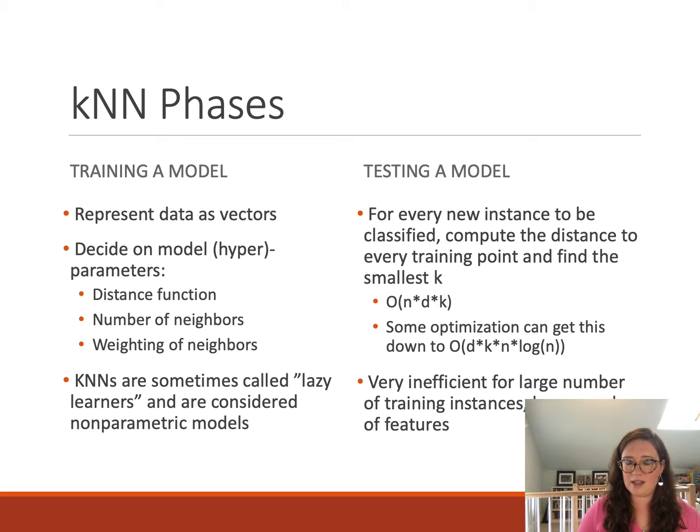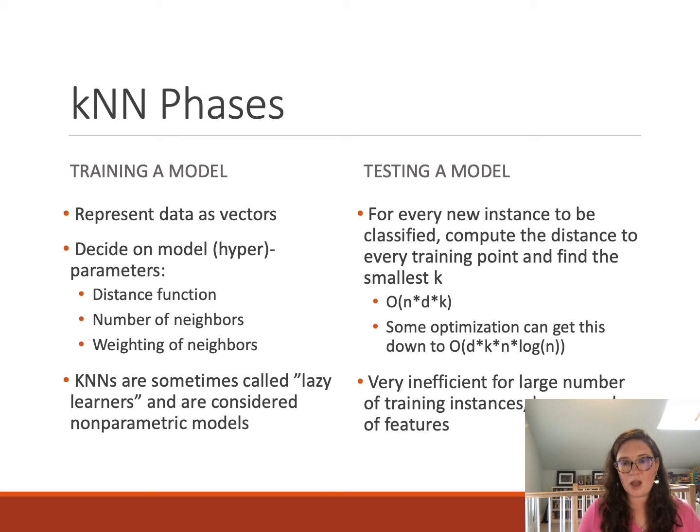On the other hand, the testing phase or the use phase means for every new instance that we want to classify, we have to compute the distance to every single training point and find the k with the smallest distance. So this means that kNN can be very inefficient if you have a large number of training instances because you have to compute the distance between every unknown, unlabeled instance and every single training instance if you really want to find the smallest k. So it can get very slow if you have a large number of training instances or a large number of features.